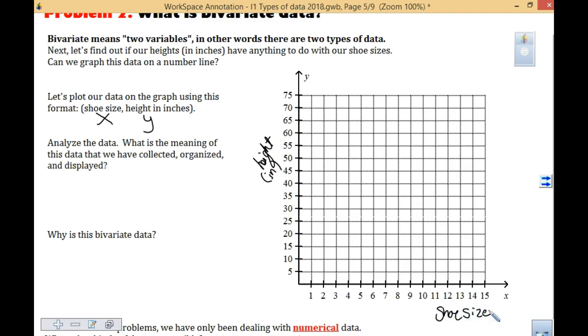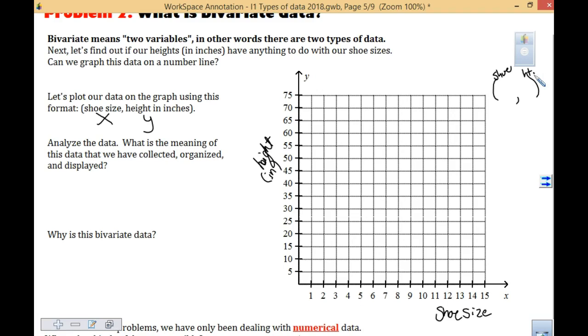And we want to look at the data that we've collected and organized in this way. So as we collect this, we're going to do it as an ordered pair. Okay? So I'm going to ask you, it's always first going to be your shoe size. So we're going to start with your shoe size, and then it's going to be your height. So it's going to be an ordered pair, and we're going to plot each one as we write it down.